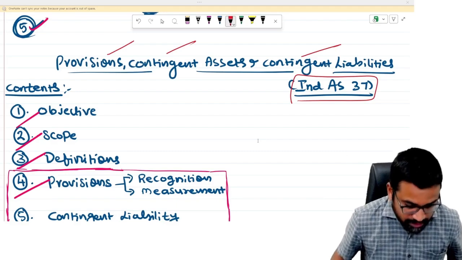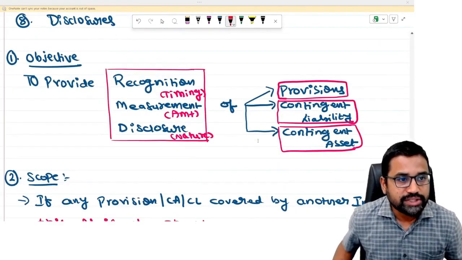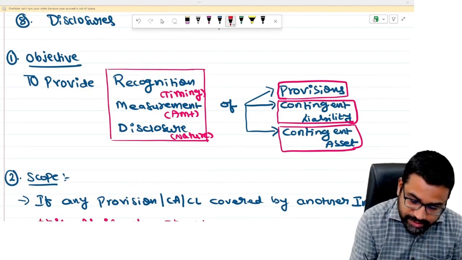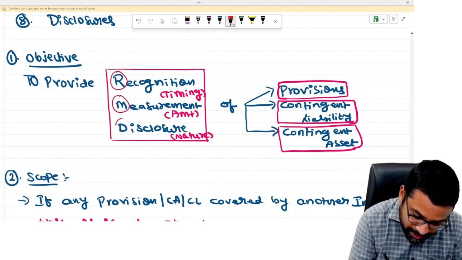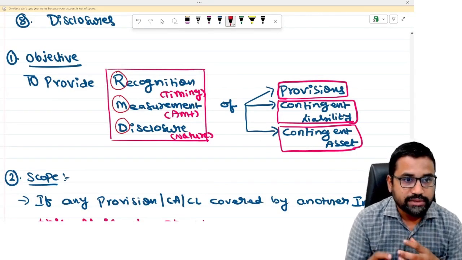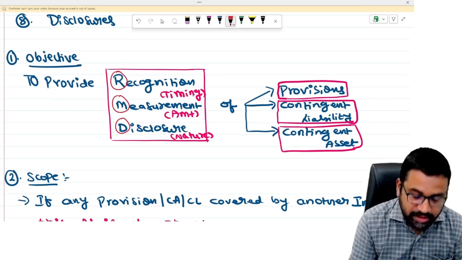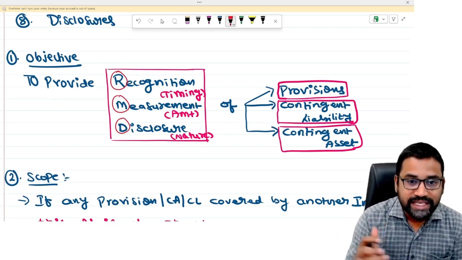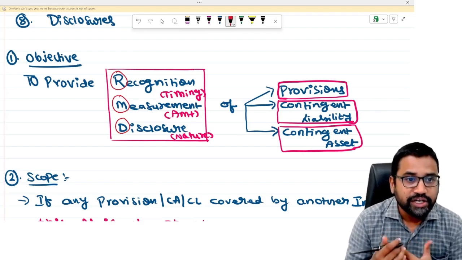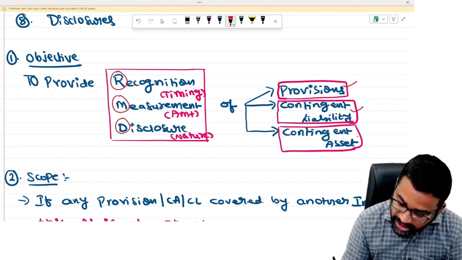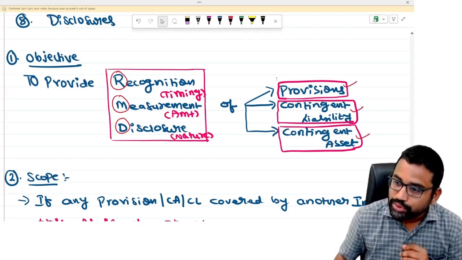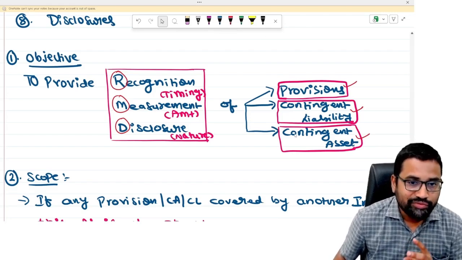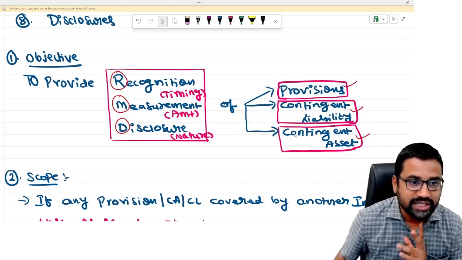First we discuss what is the objective of this standard. The objective is very simple, sir. This standard will provide 3 things: recognition, measurement, disclosure. That means when we need to recognize, the timing, the amount at which we need to recognize, and the nature we need to disclose. Relating to 3 things: provisions, contingent liabilities, contingent assets. So this standard will provide the recognition, measurement and disclosure of provisions, contingent assets and contingent liabilities.